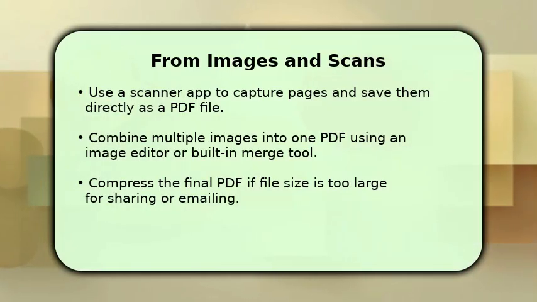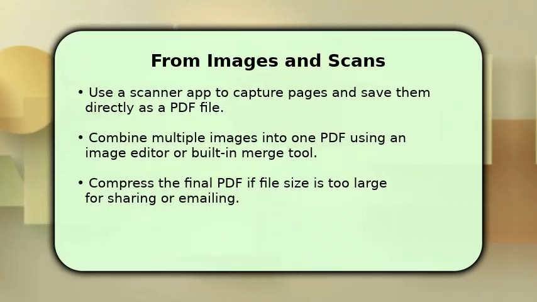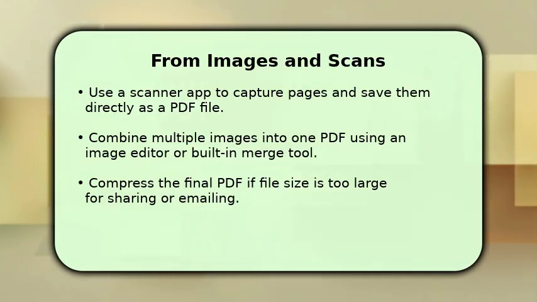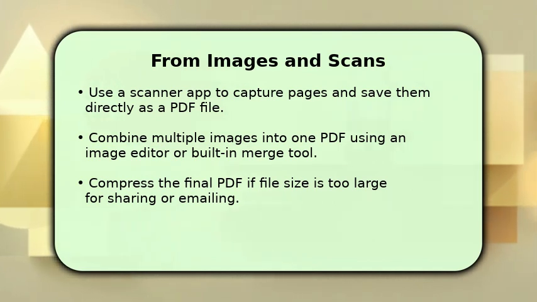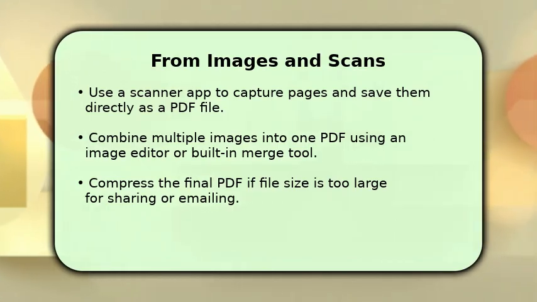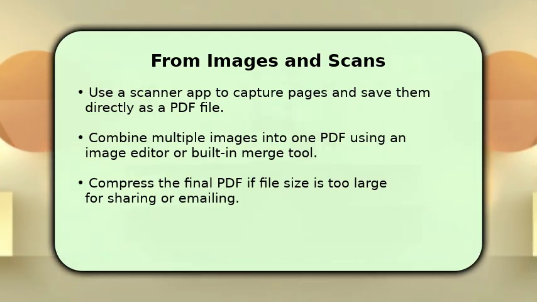Creating a PDF from images or scans is simple and fast with a scanner app or your camera. Capture each page clearly, crop edges, and order pages before exporting as a single PDF. Use a merge tool to combine separate images into one document and adjust compression to reduce file size without losing too much quality. Save with a descriptive file name and open the file to ensure every page is readable and correctly oriented.